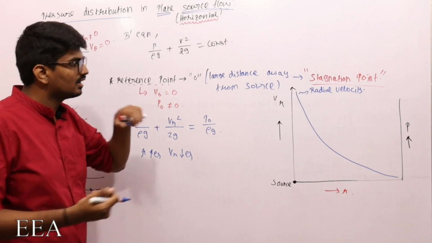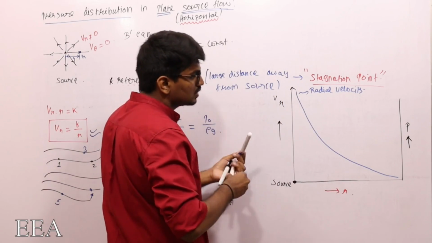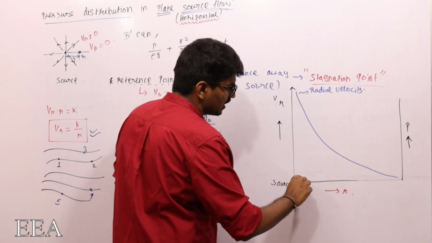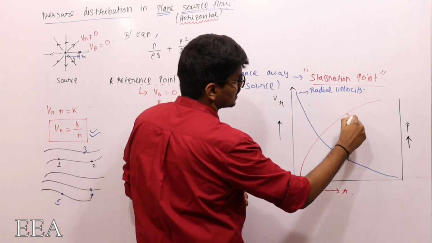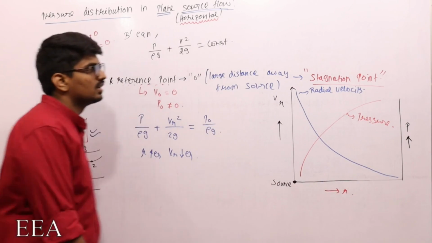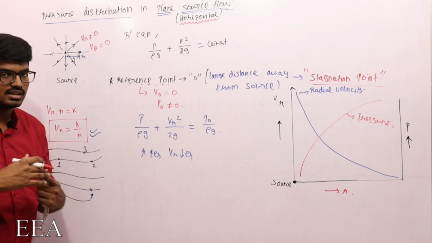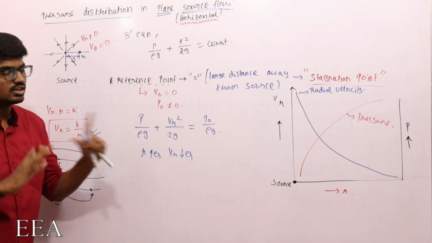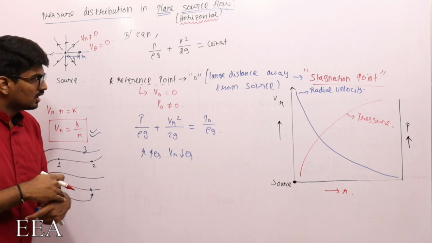So simply, as r increases, VR is decreasing, so pressure should increase. Let us show it something like this. So this corresponds to pressure. Pressure will keep on increasing as radius increases, as radial distance from source increases. So you need to remember that distribution. They might ask you in some 1 mark question.